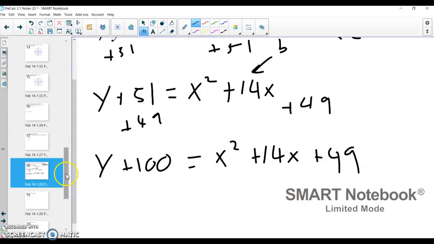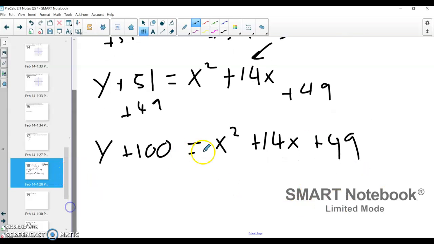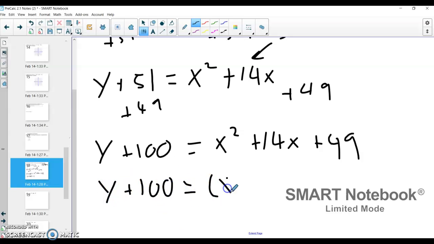Now the nice thing about completing the square and why this is going to work out so nicely for us is that this is very factorable. Okay, it breaks down nicely now because what we have is you need two numbers that multiply to be 49 that add up to be 14. Well, that's just this right here. So you get y plus 100 equals (x plus 7) squared.